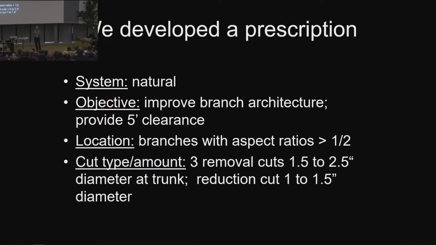And then we're going to work with, in this case, and this number can be whatever you want it to be. It depends on the trees and what they look like and what you want to do with them. But in this case, half the diameter of the trunk. And we're going to make 3 removal cuts is what we did. And there were that many, that size, and then looks like 1 reduction cut.